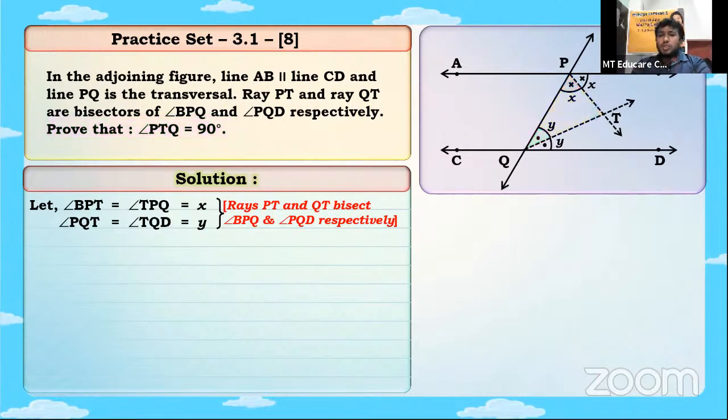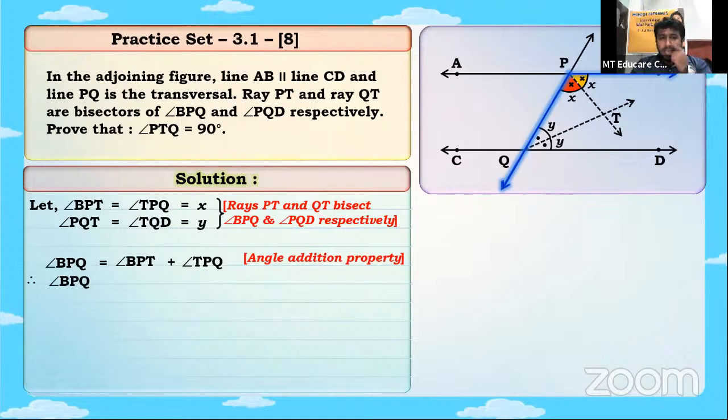Okay. Now students, look at angle BPQ. All answers you will give me. Tell me students, is angle BPQ made up of two angles? Yes. Tell me which are the two angles? Superb. BPQ is made up of two angles, BPT plus TPQ. We are adding two smaller angles and getting the value of the bigger angle. The reason will be angle addition property. BPQ remains as it is and this becomes x plus x. X plus x will give me 2x.